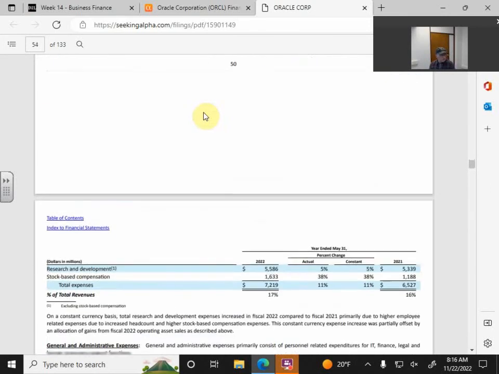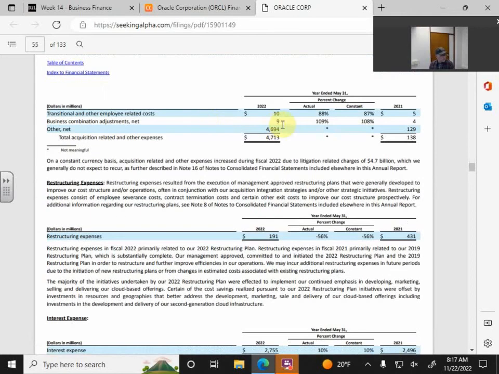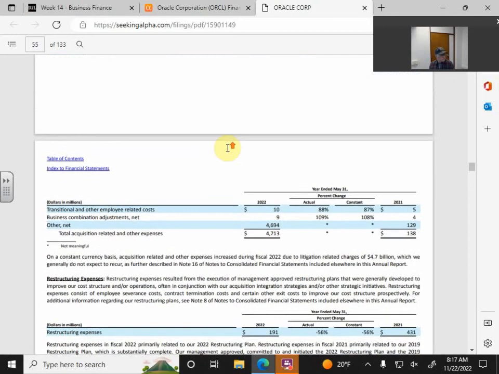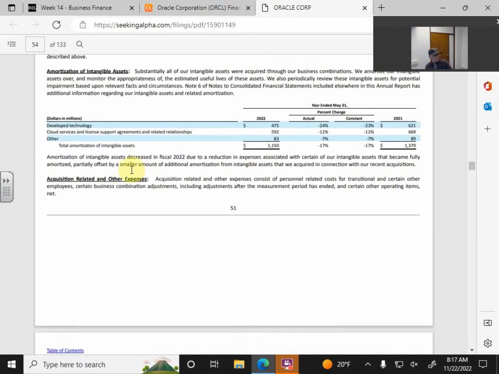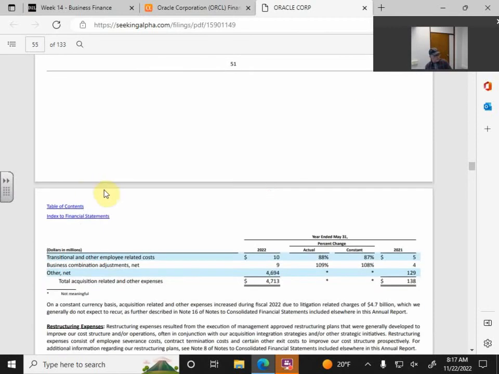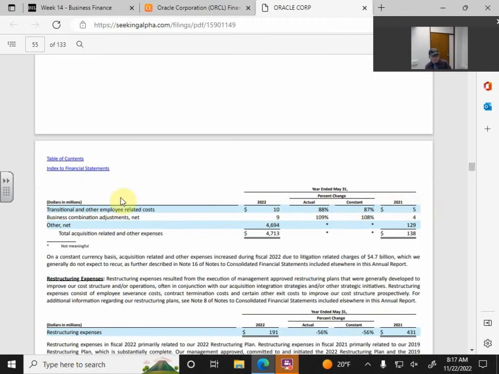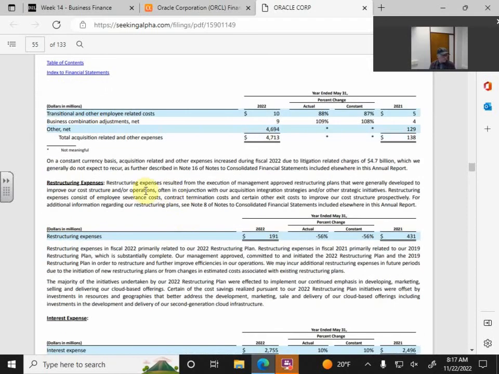Then you start looking through them, and so in this case, it came down here, and I go, acquisition-related and other expenses. They show a little calculation of it here. Well, shoot, in 2021, it was $138 million. In 2022, it was $4.7 billion. That pretty well accounts for that decrease, right, in the net income, okay? Not totally, but it pretty well accounts for that.